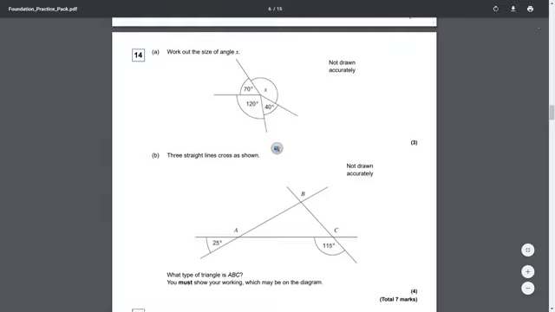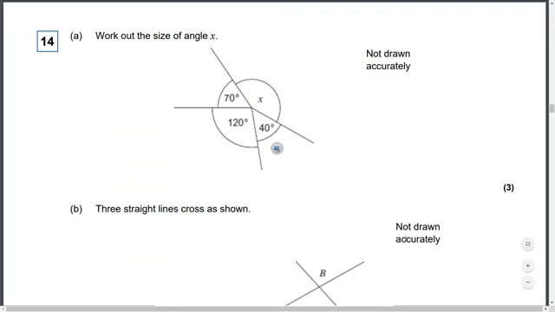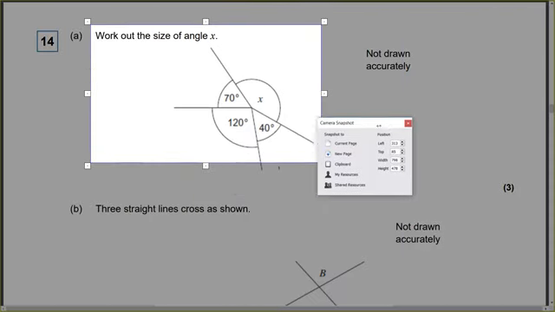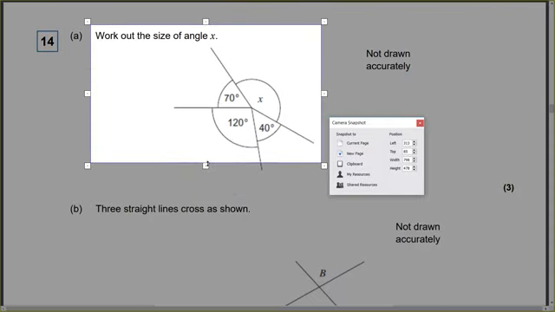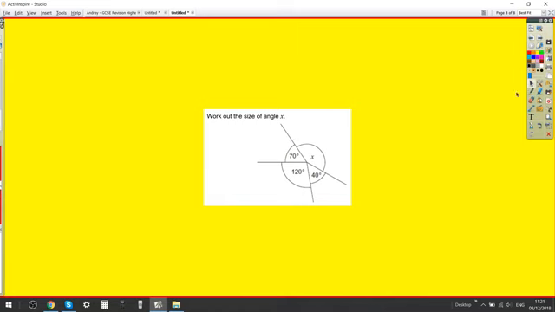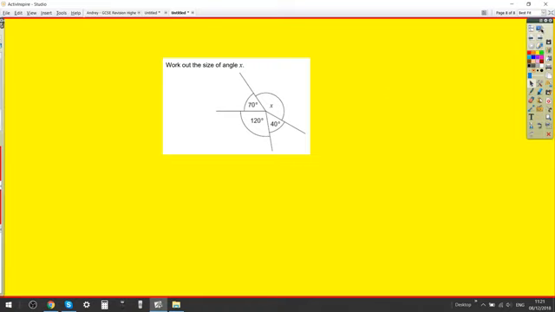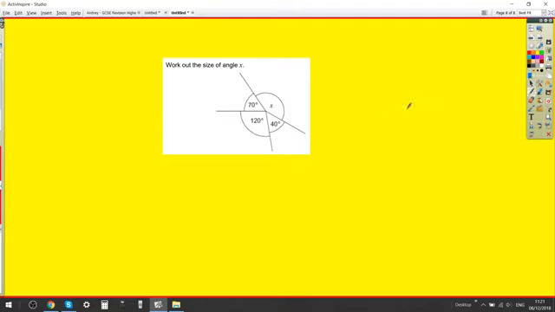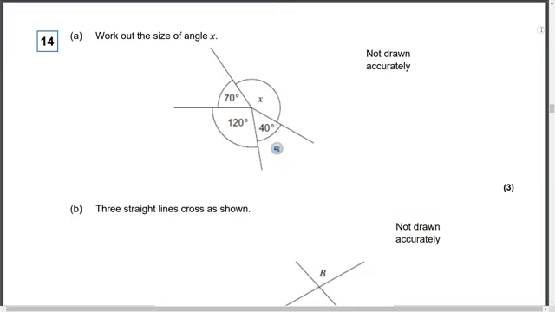Okay, how about this? For A, would you have to make sure it equals up to 360? Okay, so you would add the angles you've got so far, so that'd be 70, 120, and 40, and then you take that away from 360, and the last angle x equals 130 degrees. Okay, that's fine.